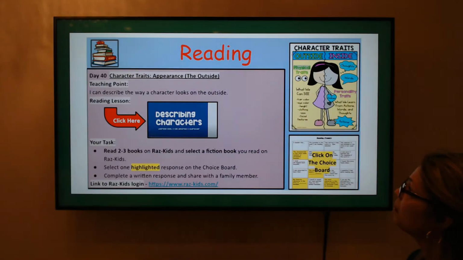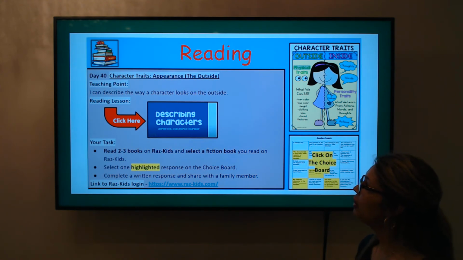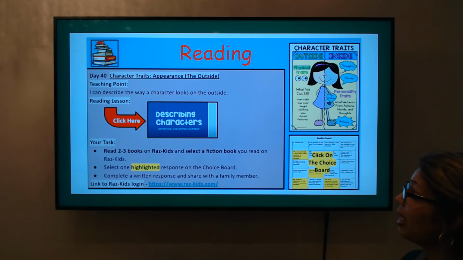Okay. So here is the reading slide, and you'll notice that we're moving into the unit that is all about character traits. This is a wonderful unit where we're encouraging kids through a choice box to talk about different stems as it pertains to this particular unit of study. So they'll be asked to describe their characters.